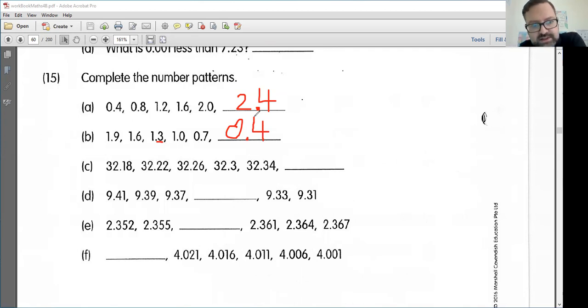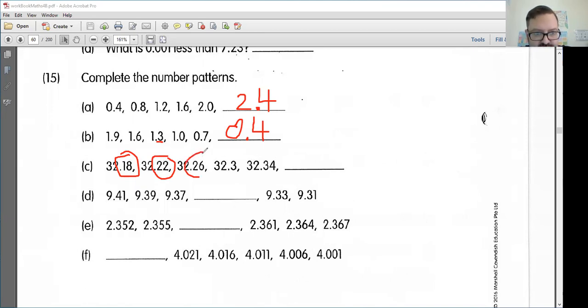All right, let's look at letter C. I have 32.18, 32.22, 32.26. It appears my numbers are getting bigger. I'm just looking at these two numbers, at my tenths place and my hundredths place. I have 0.18 and 0.22. It seems like we're adding 4/100 each time, or 0.04.